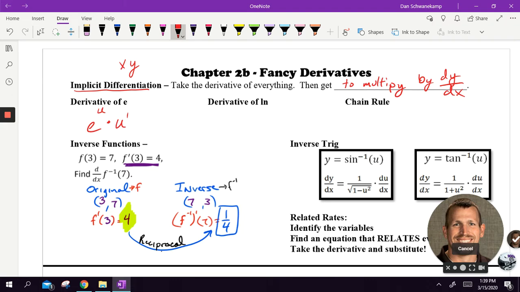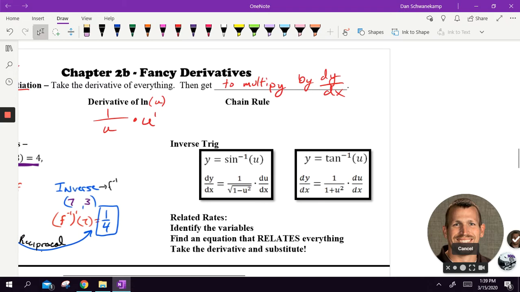What's the derivative of natural log? It is 1 over the baby. So let's call it u. So 1 over u times the derivative of the baby. And then we've got chain rule, something like f of g of x. If we were taking the derivative of f of g of x, you take the derivative of the mama, you rewrite the baby, and then you multiply by the derivative of that baby, so g prime of x. Boom, there's my setup there. Chain rule.